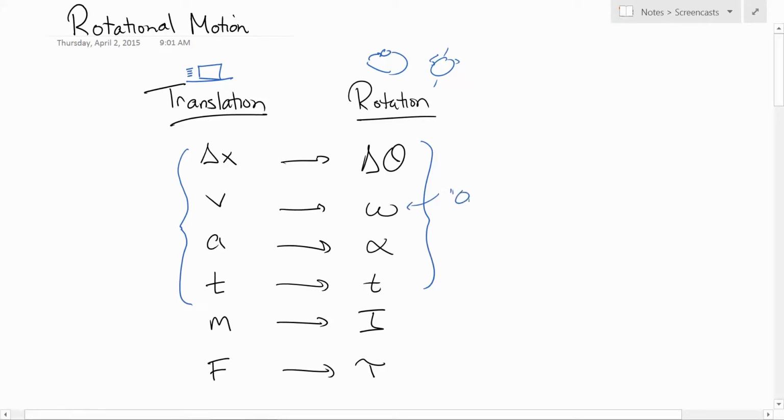This I should point out, in case we're not up on our Greek: this is a lowercase omega, this is a lowercase alpha, and that is angular velocity, angular acceleration.